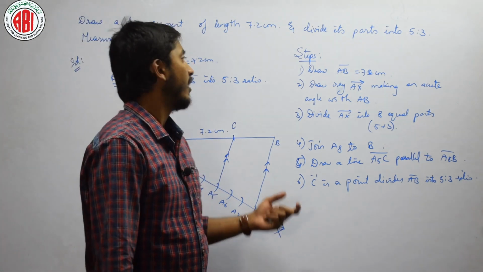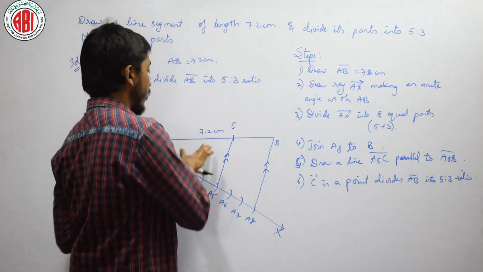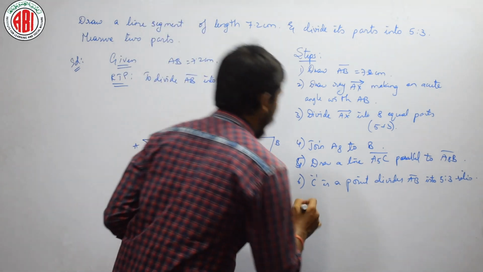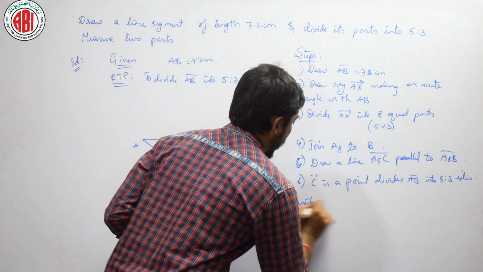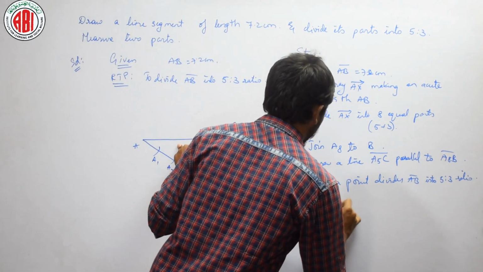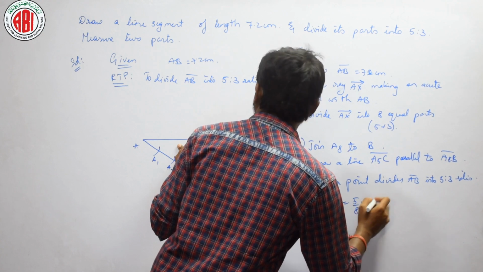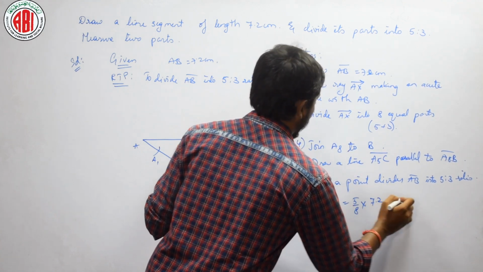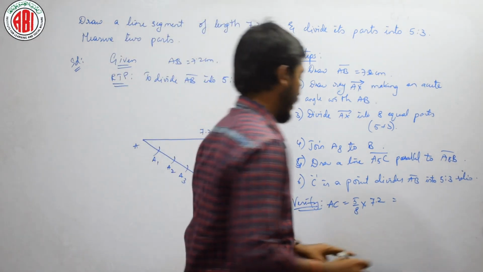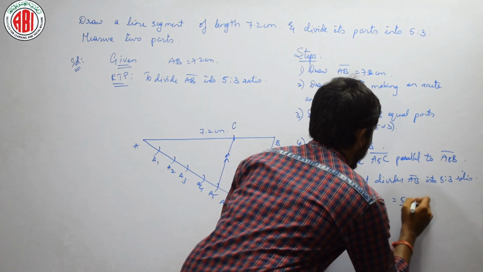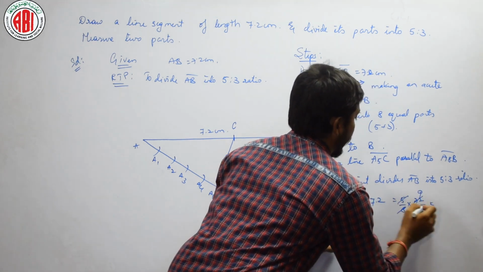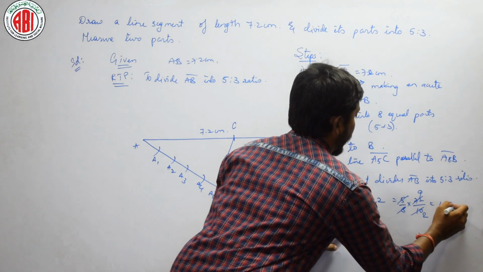Is it clear? Then if they ask you to verify, first of all you have to measure these 2 lengths. After that you have to verify it. How do we verify? 5:3, which means what is the length of AC? AC is equal to 5 by 8 into AB, that is 7.2, right? Let us write it as 5 by 8 into 72 by 10. 8 ones are 8, 9 fives are 45, so 9 by 2 is 4.5 centimeters.